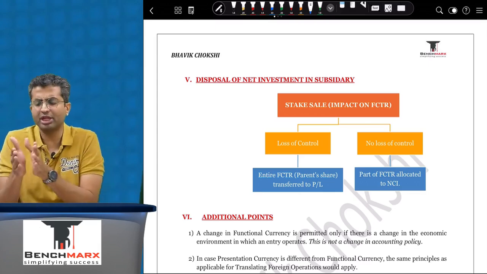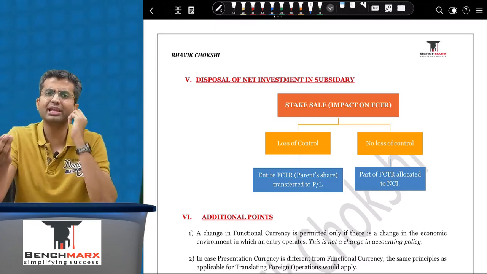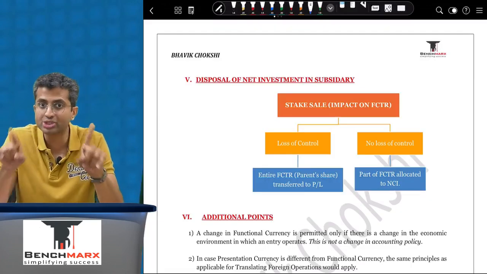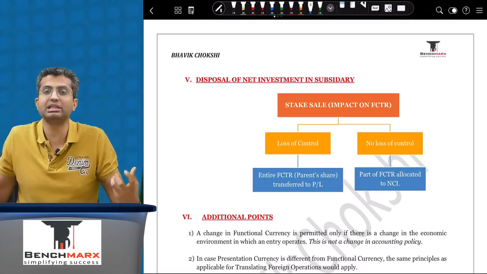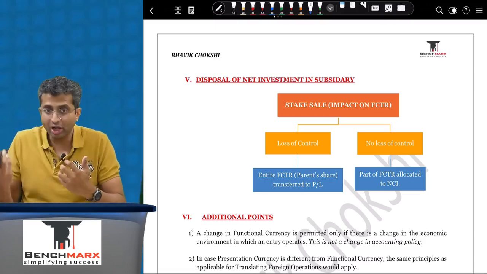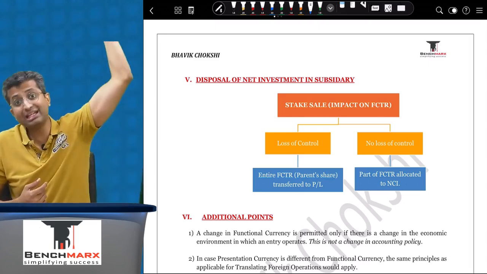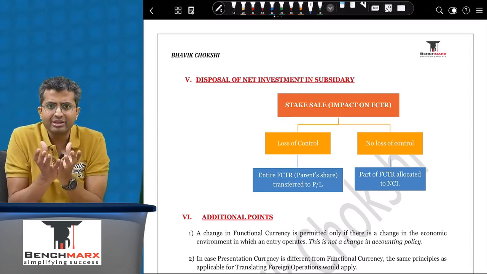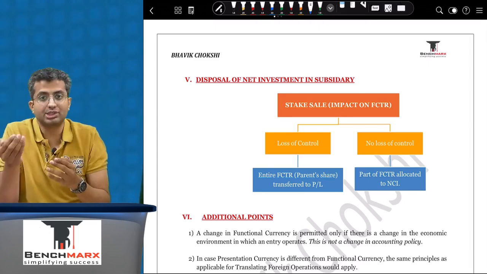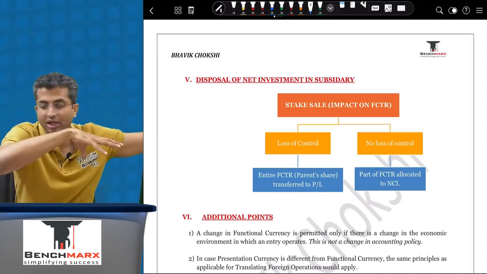However, it is possible that you have a 100% stake in the subsidiary and now you are just selling off 20%, in which case you're not losing control. You're just creating NCI worth 20%. Now this NCI has a share in all assets, all liabilities, reserves, share capital, everywhere the NCI has a share, including the FCTR. And hence, if there is a stake sale whereby you're not losing the control, then you don't transfer the entire FCTR to the PNL.